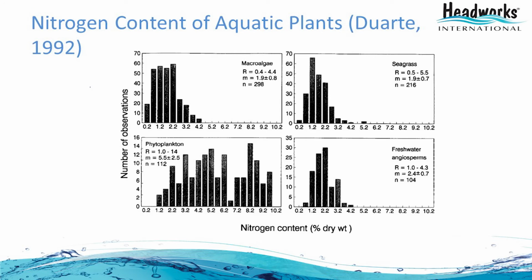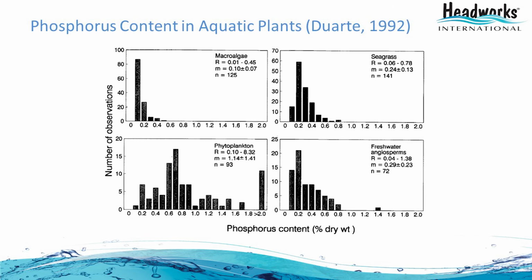This gives an example of a few of the aquatic plants and their nitrogen content. You can see the variation of nitrogen content. This comes from research, and the studies found the nitrogen concentrations in the different types of aquatic plants. And you can see the phosphorus concentration. Obviously, there is a large variation, but you can see the statistical distribution, which gives the minimum and maximum range.